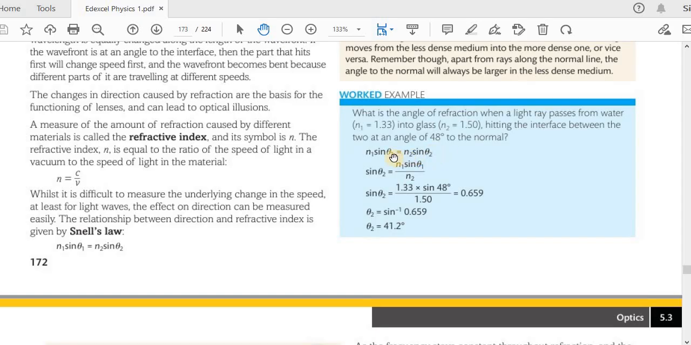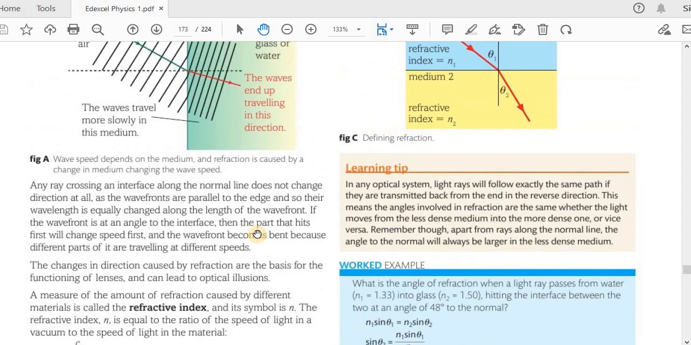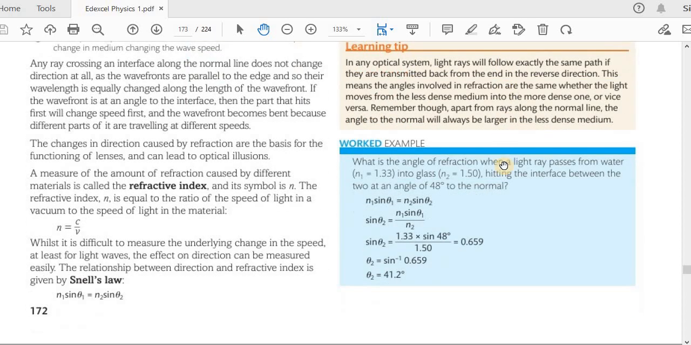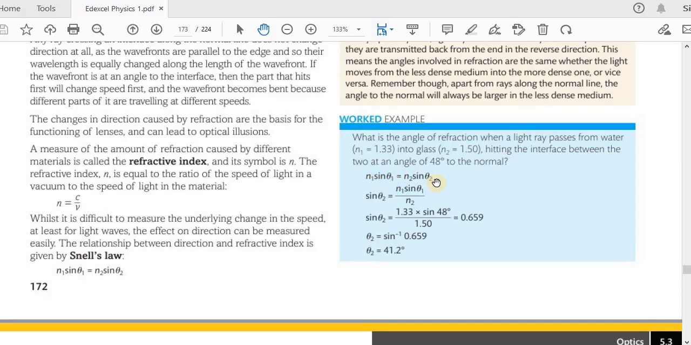So this is the equation. Now you saw Snell's law equation here. You can compare this equation with this diagram. So n1 is here, theta 1 is there, in medium 1. n2 is here, theta 2 is here, in medium 2. We are using that: sine theta 2 equals n1 sine theta 1 divided by n2.